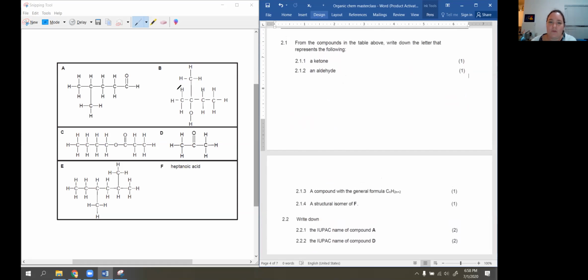Question 2.1 says, from the compounds in the table above, write down the letter that represents a ketone, an aldehyde, a compound with the general formula CnH2n+2, and a structural isomer of F. All of these, please note, you're just going to be writing down A, B, C, D, E, or F. It is possible that one of them may be the answer more than once. There's no specific rule that says you may only use it once. Can I ask you just quickly to answer all of question 2.1, all 4 of them. All right, go for it.